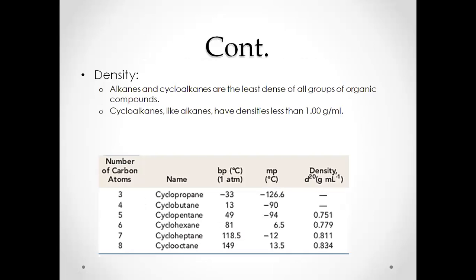Density. Cycloalkanes have low density. They have densities less than 1 gram per ml. And I have already told you that the density increases when the number of carbon atoms increases.